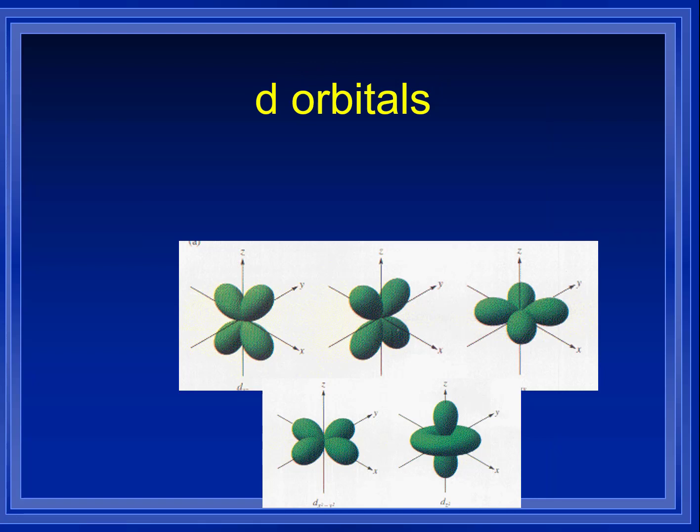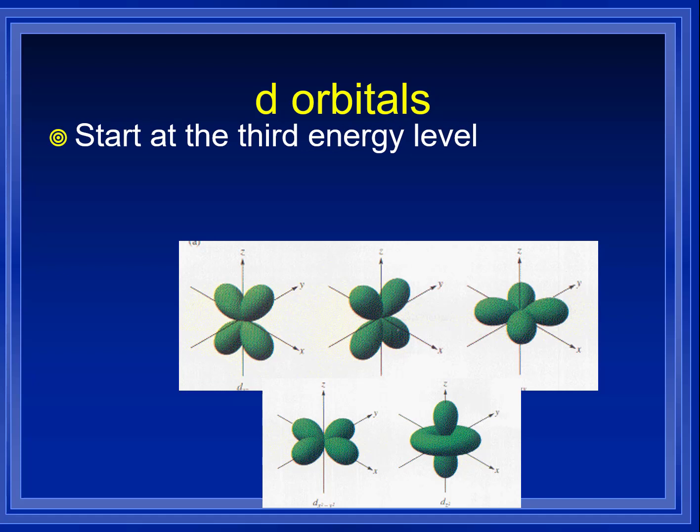The next set is called the d orbitals. The d orbitals start at the 3rd energy level. So there's no d orbital in the 1st energy level. There's no d orbital on the 2nd energy level. There's a d on the 3rd, 4th, 5th, 6th, 7th, all the way up.